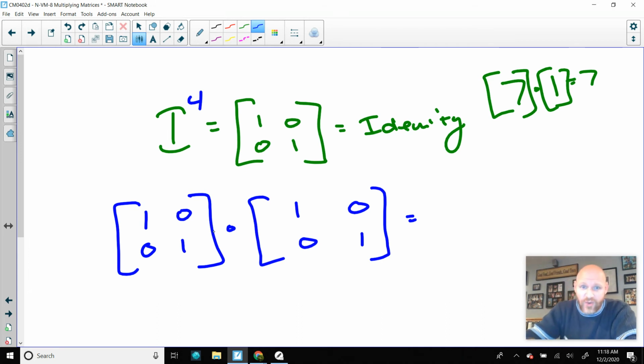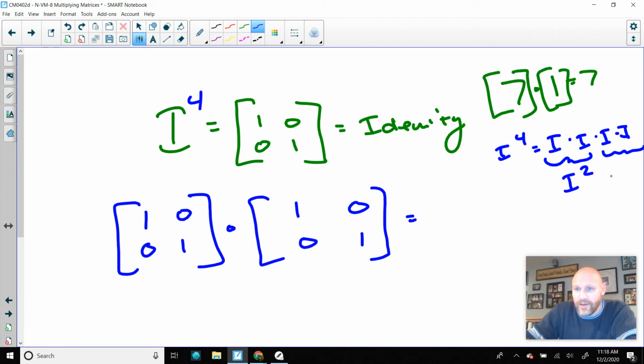Because you're going to have I squared, and then you're going to take I squared times I squared. Just to be clear, I to the power of 4 is I times I times I times I. Well, this right here is I squared, and this right here is I squared. So once we find out what I squared is, we'll just multiply I squared by I squared to get the answer I to the power of 4, which unfortunately, I'm letting the cat out of the bag.